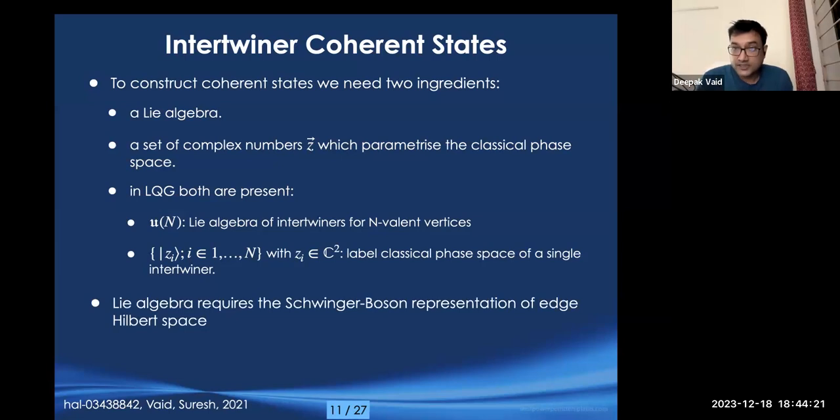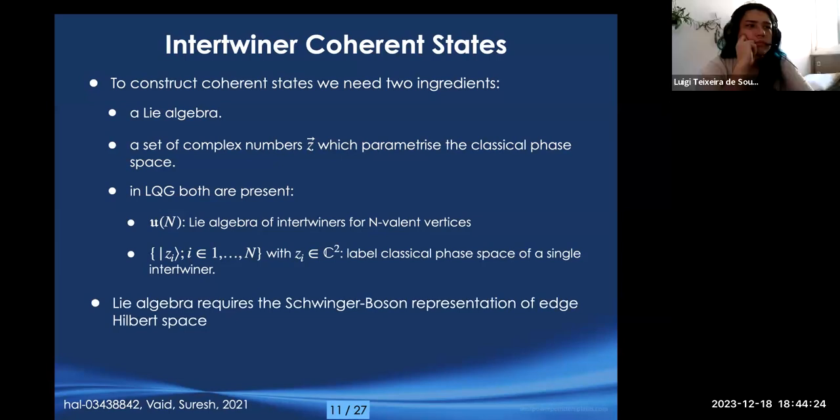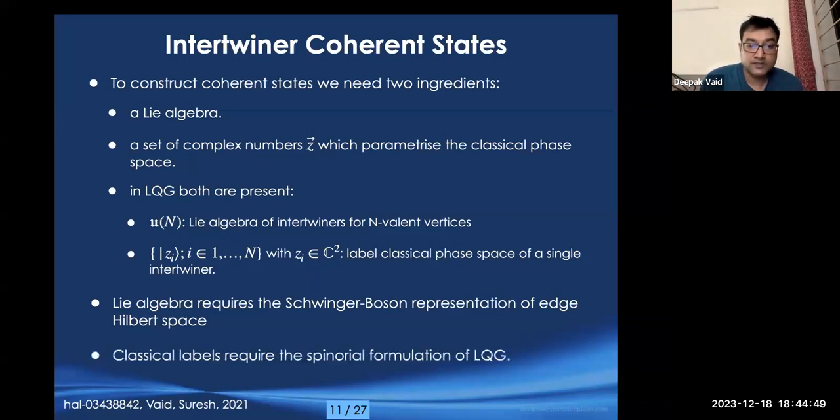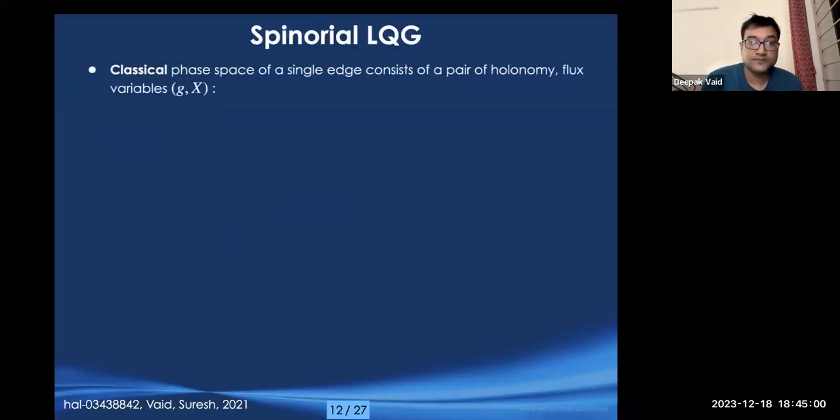And now to construct this Lie algebra, we need what is called the Schwinger-Boson construction. The Schwinger-Boson mapping basically is a map which takes you from the harmonic oscillator to the SU2 rotor, to the angular momentum algebra. Okay, and so how does that work? And again, these classical labels are defined only when you work in the Spinorial formalism.